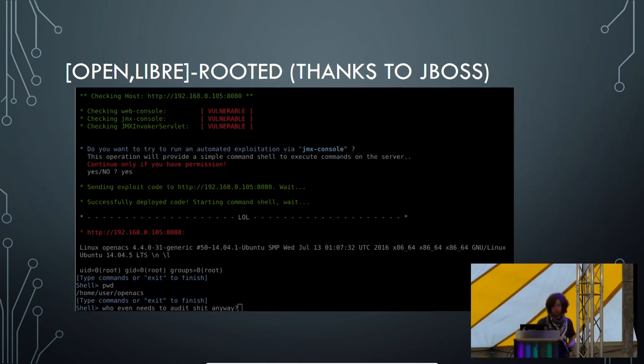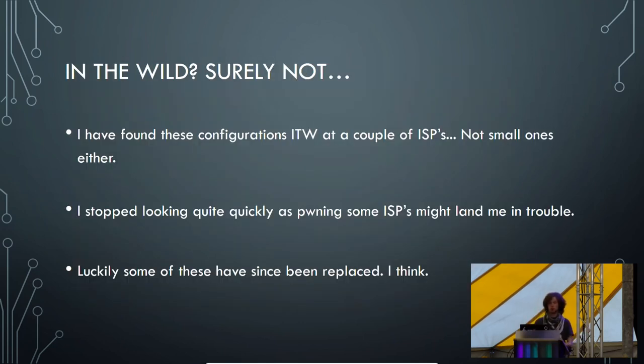I found a couple of these in the wild at a few smaller ISPs, and I was like, oh, whoa now. So I dropped them a couple of emails, didn't get any replies. Since then, one of the vulnerable ones that I found was decommissioned, but they just never got back to me. I kind of stopped looking after that, so I was fairly sure that if I actually owned a bunch of ISPs, I'd get in a world of hurt. You know, apparently it's against the law or something, so I decided not to do it.